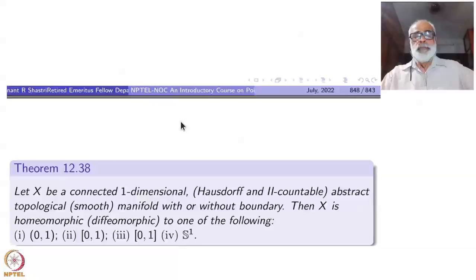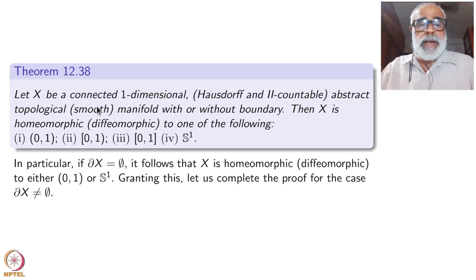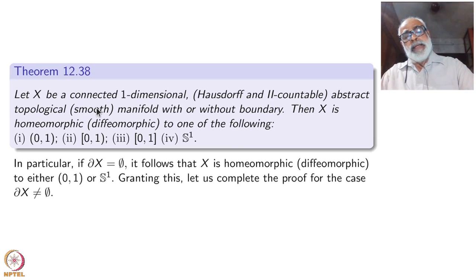Okay. So, this is the theorem, the final theorem. Let X be any connected one-dimensional manifold, which just means, remember, it's Hausdorff and second countable, abstract, okay, so a topological manifold. I have put smooth in brackets because the statement is true for the smooth case also, okay. Correspondingly, instead of homeomorphism, you will have diffeomorphism. The final conclusions are, surprisingly, the same here. But for our purpose, we will ignore the smooth part and the diffeomorphism part. We will be only proving the topological aspect.